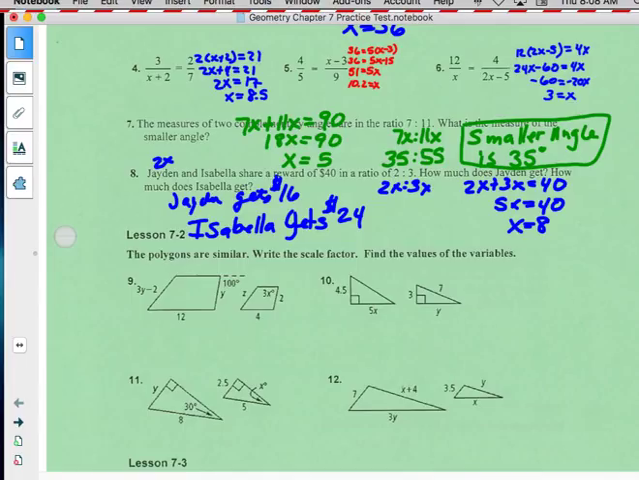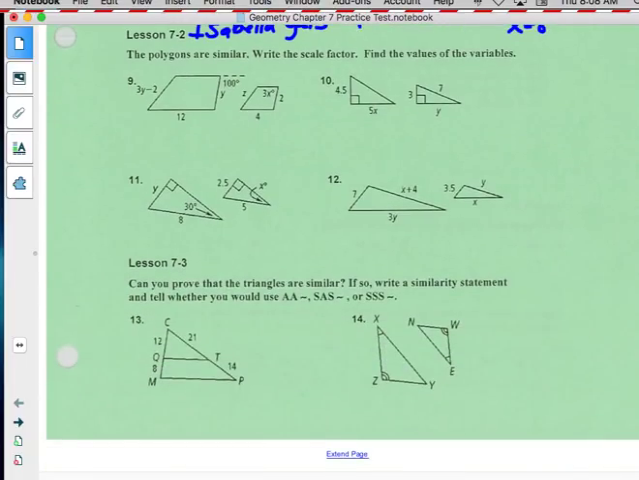Now, looking at these next problems, in problem 9, and this is from section 7.2. In problem 9, the polygons are similar. Write the scale factor. Find the values of the variables. Scale factor is written with two good numbers. Okay, so right now I'm looking at 12 to 4. So my scale factor is 12 to 4 or 3 to 1. That's my scale factor. Okay, that's my first answer.